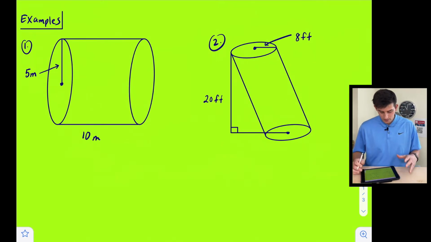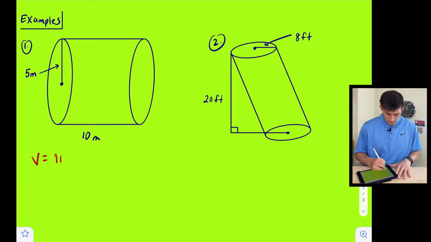For number one, we have a cylinder on its side here, and we have a radius of 5 and a height of 10. So we can say volume is equal to pi r squared times height, and we just plug in our information. Pi times 5 squared times 10.